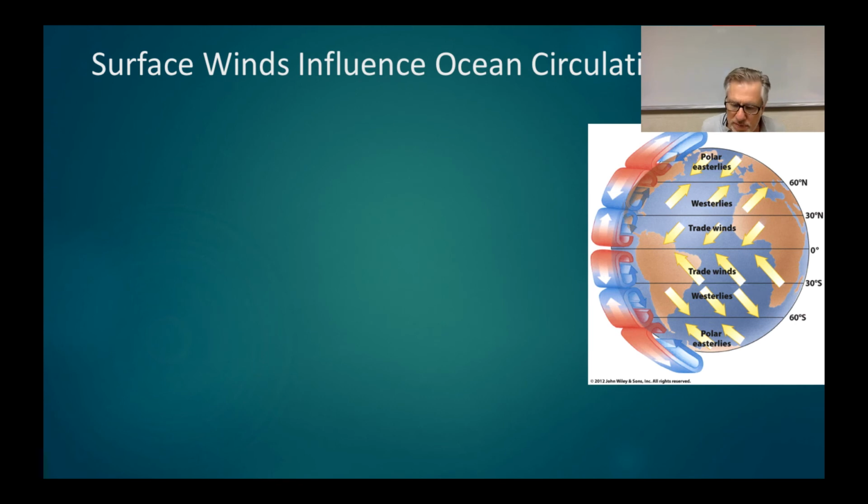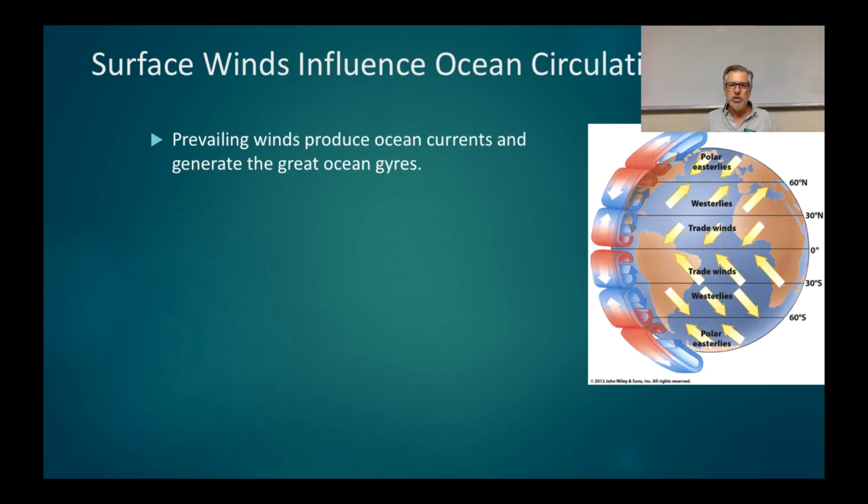Now, the surface winds also influence ocean circulation. In fact, the surface currents on the ocean are most directly caused by the surface winds. And as a result, in each of the big oceans, the Atlantic, the Pacific, and the Indian, we get what are called the Great Ocean Gyres, and I'll show you a map of them in a second.